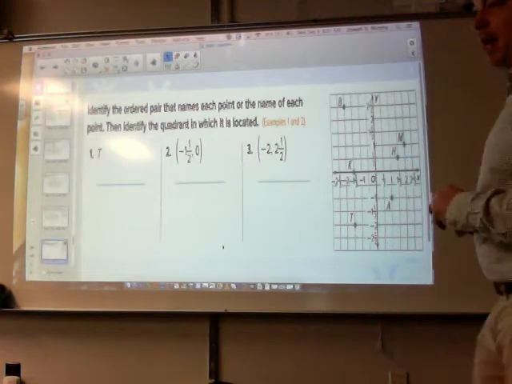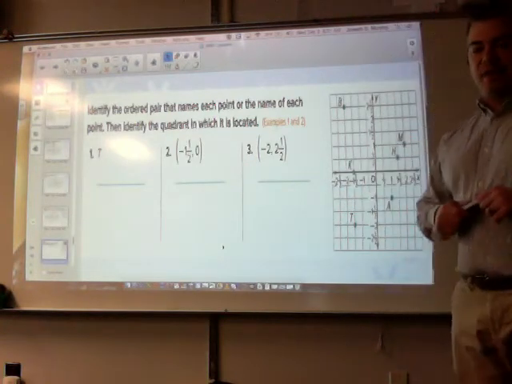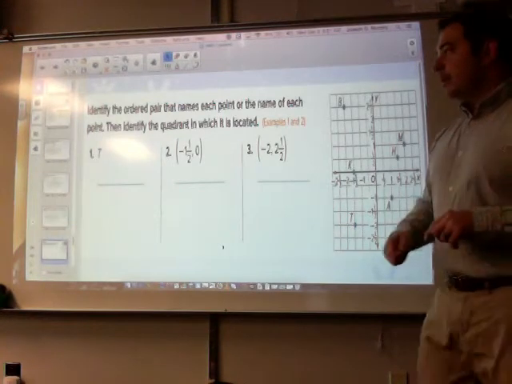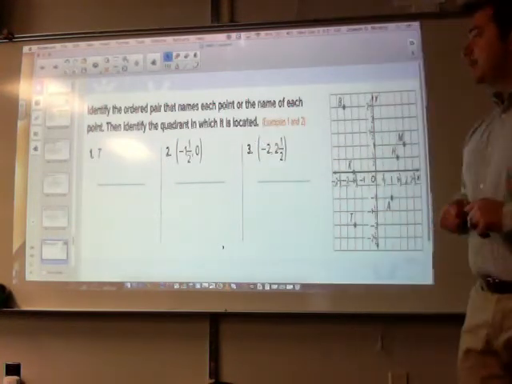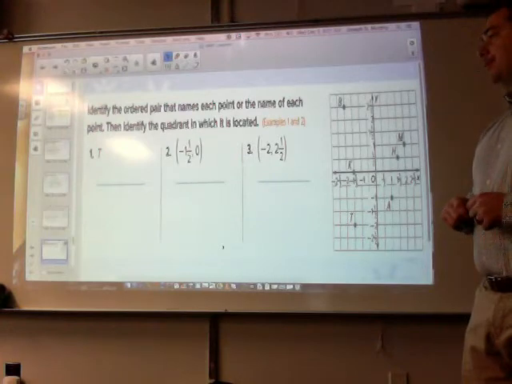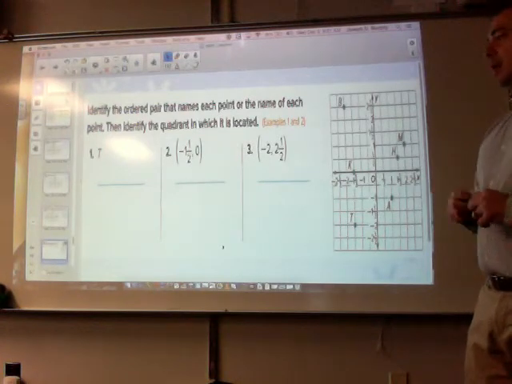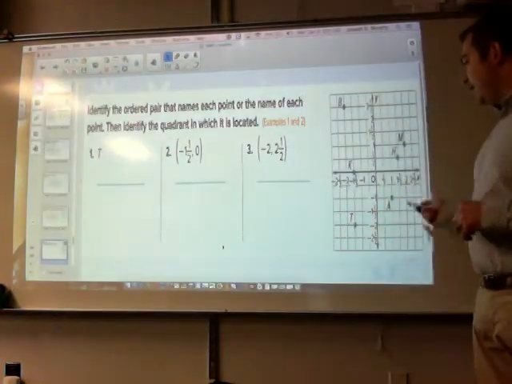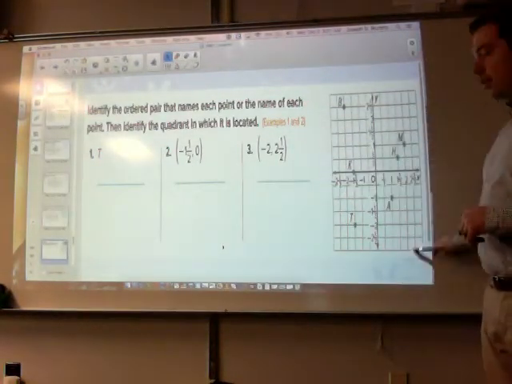Alright, so now you have a job for me to do. Now this is on page 398 if you can't see it that well, and I'll even move the computer a little closer so you can get a better look. But it says, identify the ordered pair that names each point or the name of each point. Then identify the quadrant in which it is located. So number 1 is, where is letter T on this chart? So you have to look through here and find T.